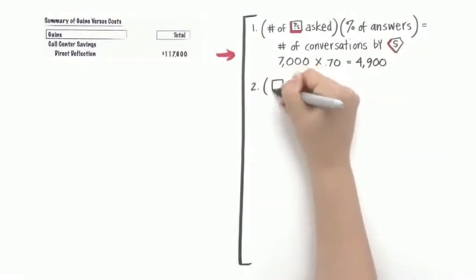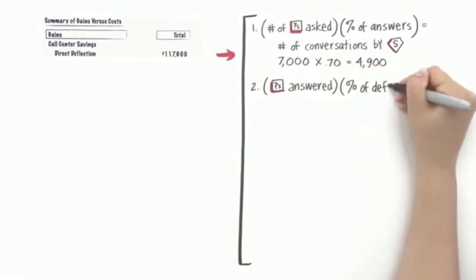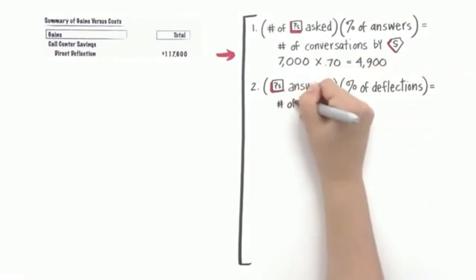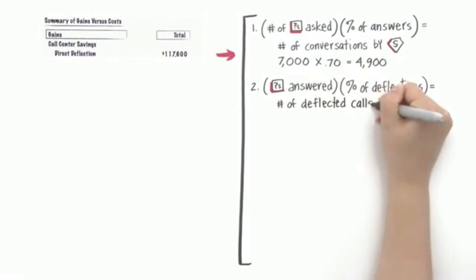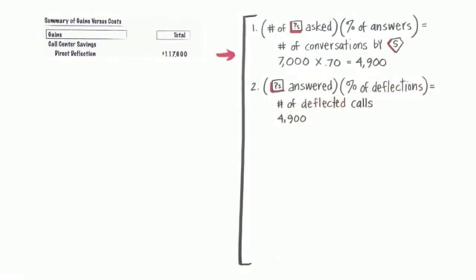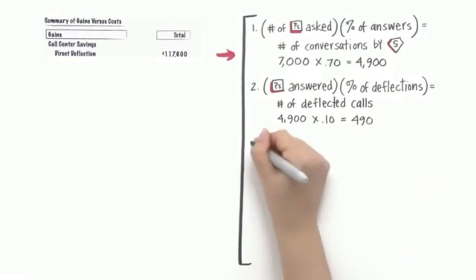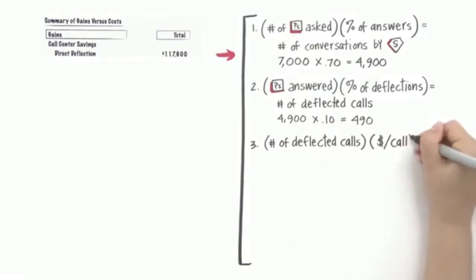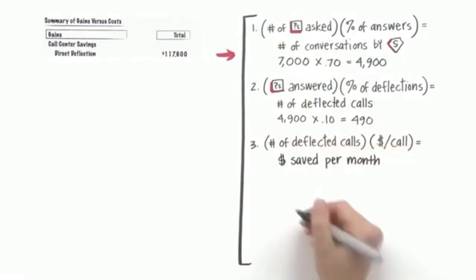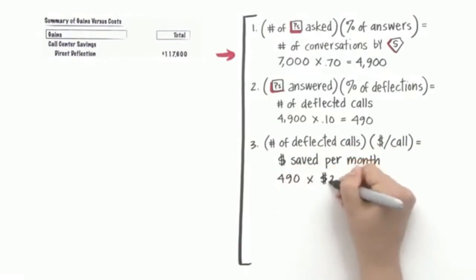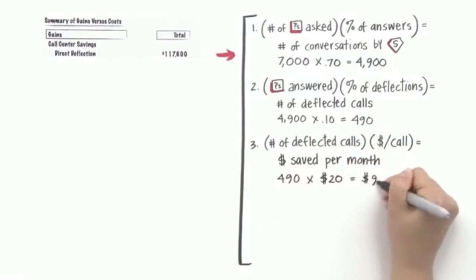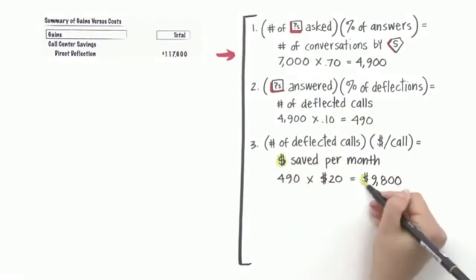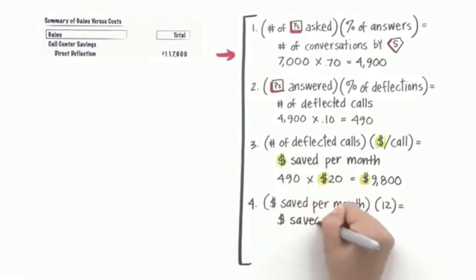Now you want to know how many of those answers result in call deflections. To come up with that result, we'll use the industry average, which is 10%. That means we'll take 4,900 and multiply it by 10% to come up with 490 deflected calls per month. You can now calculate how much money you'll save if each call costs $20. Just multiply the number of deflected calls, 490, by the cost per call, which is $20. The result is $9,800.